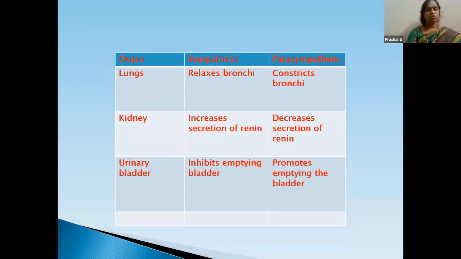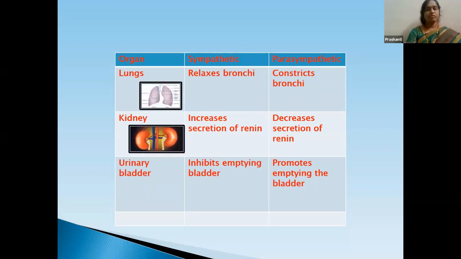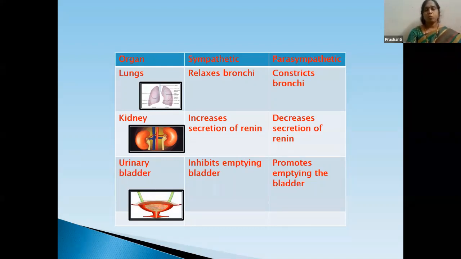And the lungs also, children, will be relaxing in the sympathetic and constrict the bronchi in parasympathetic. And when you take the kidneys, it increases secretion of renin in sympathetic and decreases the secretion of renin in parasympathetic. When you take the urinary bladder, it inhibits the emptying of the bladder under sympathetic, whereas in parasympathetic, it promotes the emptying of the bladder.